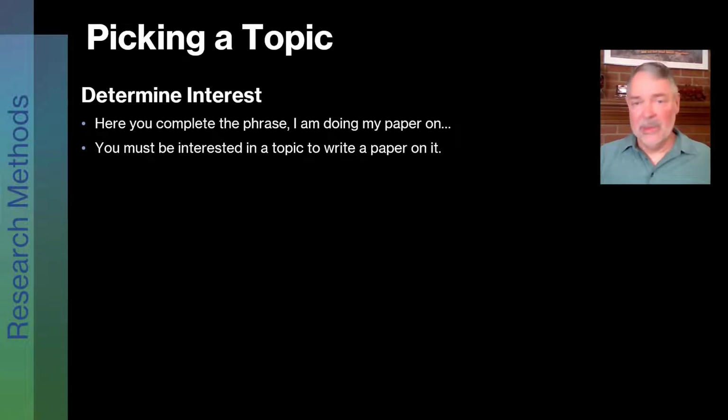Now, I've been talking about this process. Let's just finish up by going through, hey, what's this overarching process? How do I see this starting out, right? How do you get started? Well, the first step, I always put it this way, is determine your interest, right? Here you complete the phrase, I'm doing my paper on. That's it, right? You've got a topic. That's your overarching topic. The key thing here is interest. You have to be interested in the topic to write a paper on it. So you start with that.